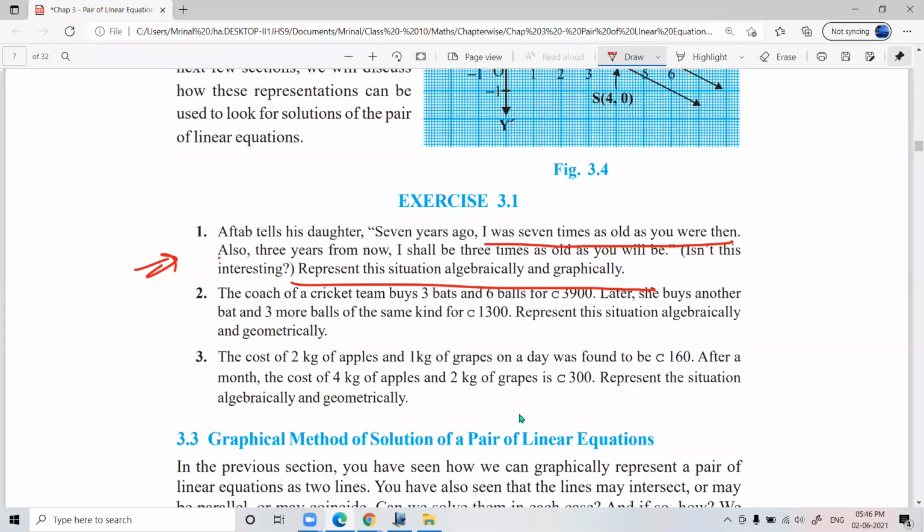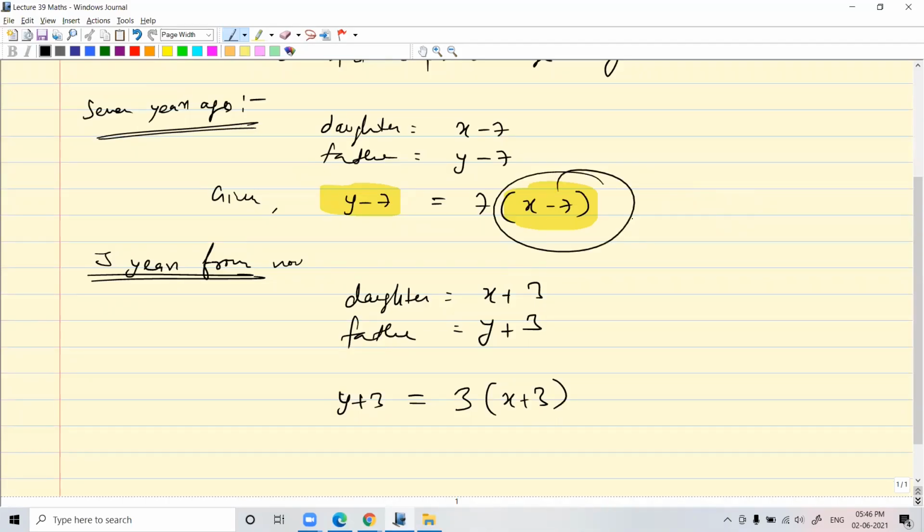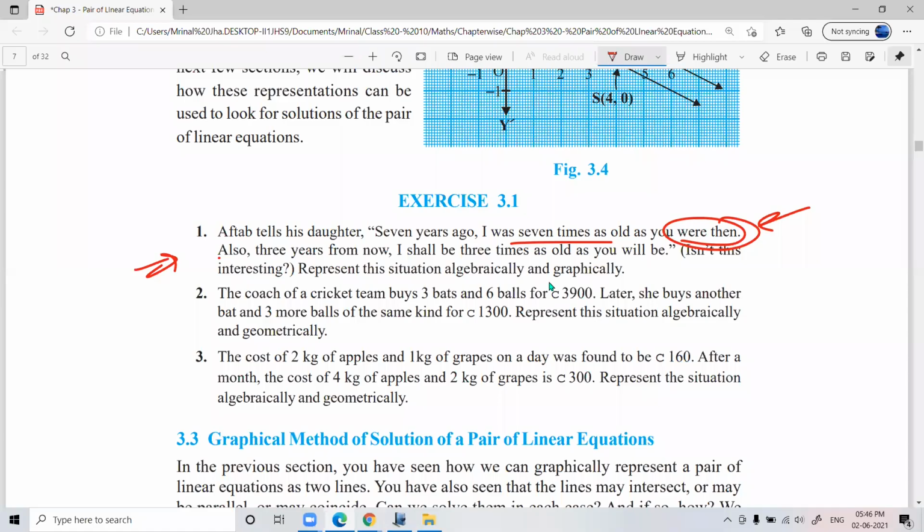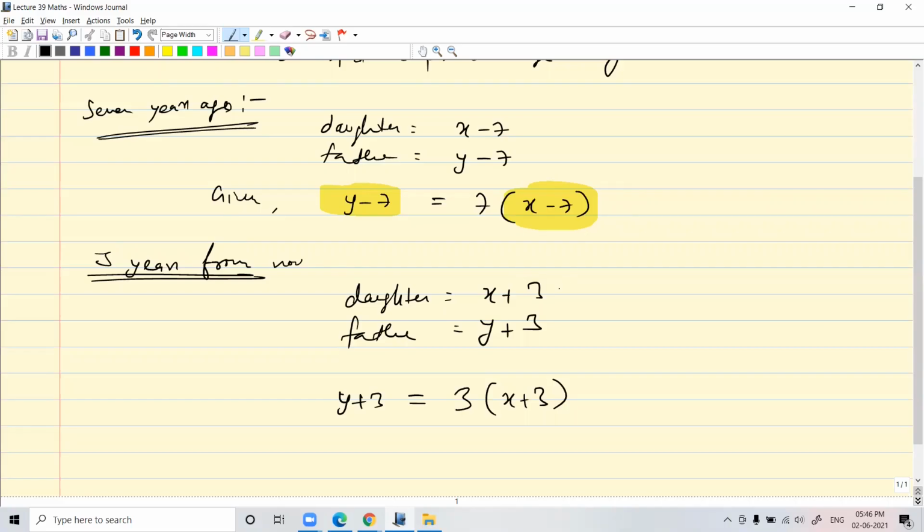And in these kinds of problems, you need to be very careful about the wordings. Even this 7 years ago, they're telling 7 times as old as you were then. So that is 7 times the daughter's age. That is why we took 7 times X minus 7. The daughter was X minus 7 years then. And here also, in the future, I shall be 3 times as old as you will be at that time. Not 3 times the present age, but 3 times the age she will be then. So the wording is important. You need to read it carefully.